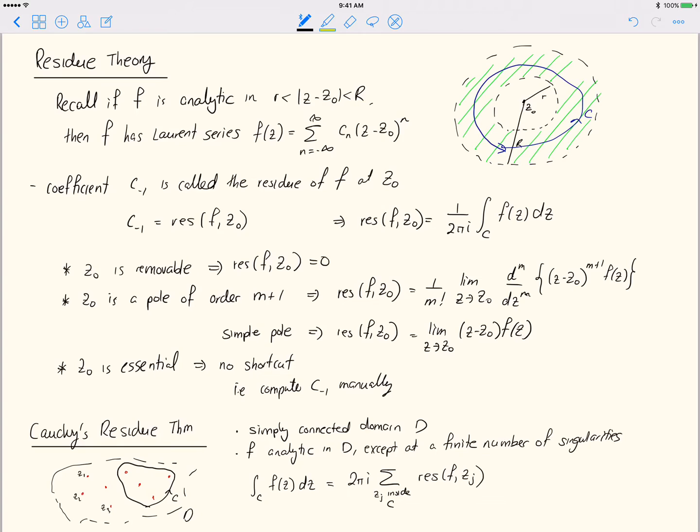Now obviously if there are no residues within C, then there's nothing to add and the integral is going to be 0. We know that by Cauchy's integral theorem anyway, right? If you have a closed loop and your function is analytic in that loop, then of course the integral is going to be 0. So that's our result. Let's have a look at some examples.